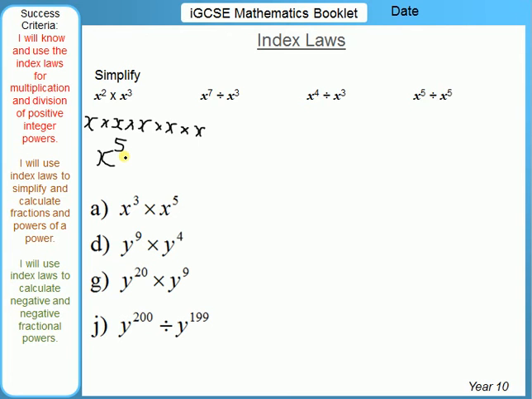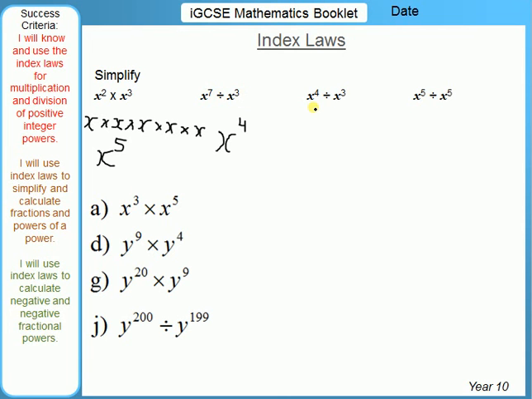Now, division works in the same way, but instead of adding the indices, we minus the indices. We minus the little numbers, sorry. So, we get for our second example, 7 minus 3 is 4. Notice this only works if you have the same base letter. Then you can just minus the little numbers when you're dividing.